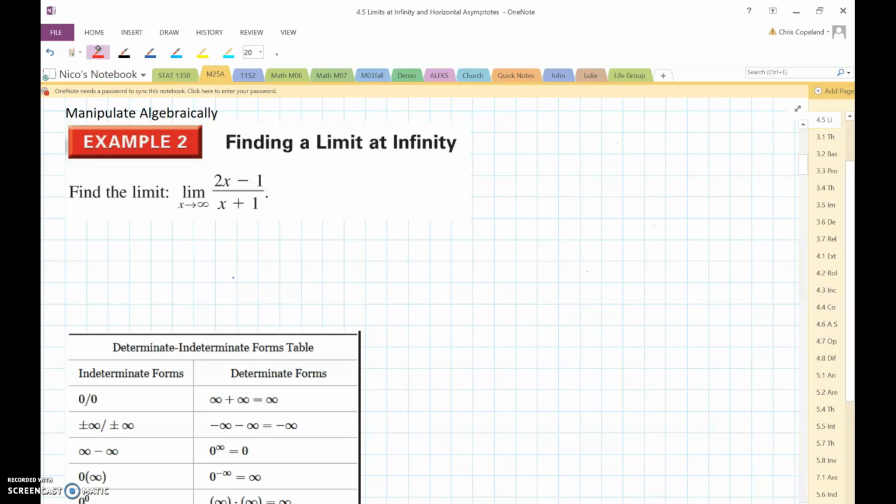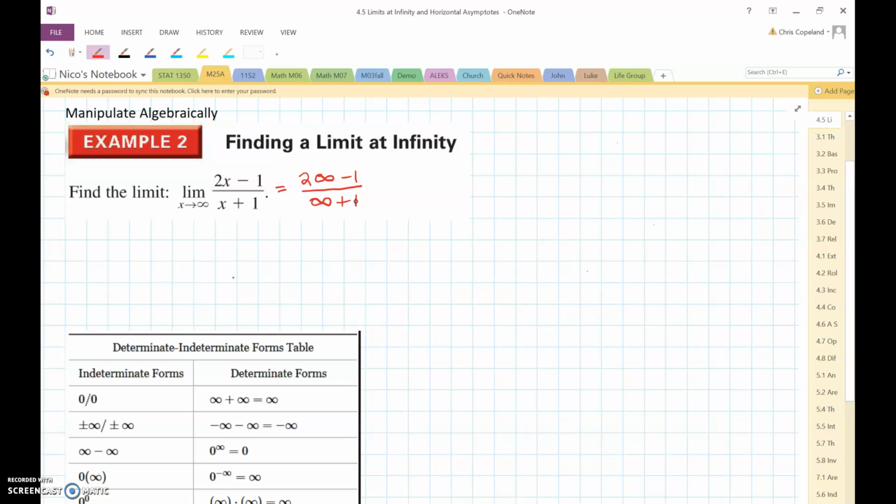Example 2, find the limit at infinity. So we're going to find the limit of the function 2x minus 1 all over x plus 1 as x goes to infinity. If we tried direct substitution, we would get something really goofy, like 2 infinity minus 1 all over infinity plus 1, which doesn't really make any sense at all.